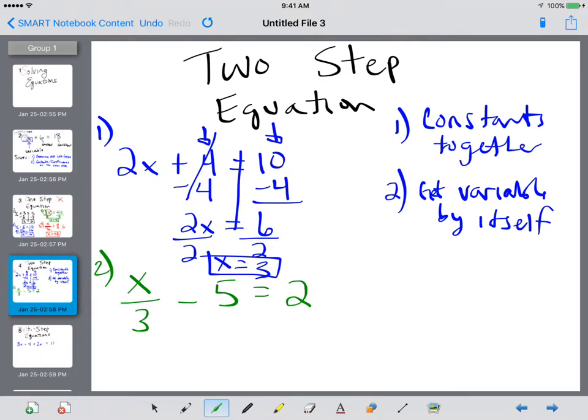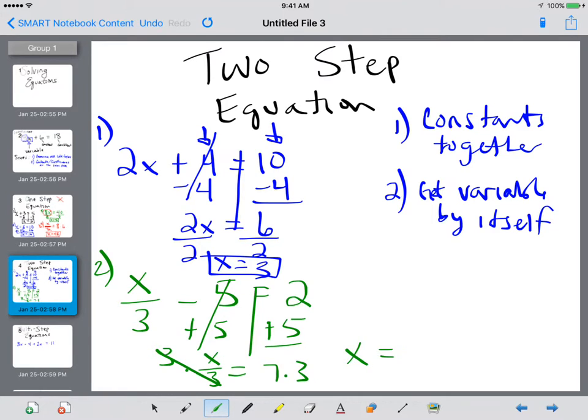I'm going to solve number 2 real quick. x over 3 minus 5 equals 2. Try this one on your own. If you want to pause the video quick, I'm going to solve it now. We would add 5 to both sides. And we would get x over 3 equals 7. Now that over means a division, so to get it by itself, I'm going to multiply by 3 on both sides, and x equals 21.